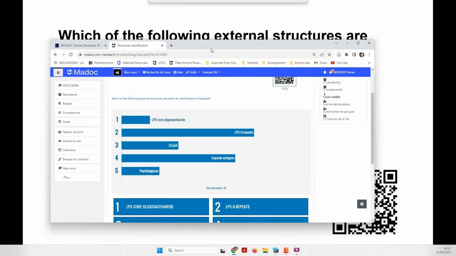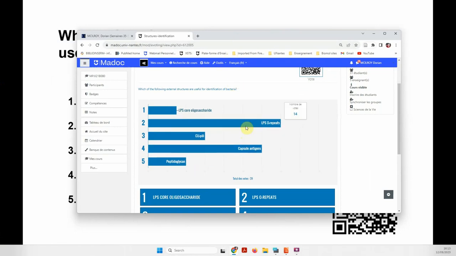Okay, mostly correct. So the two highest scoring answers are both correct. So LPS O repeats, yeah, that's the O antigen. Capsule antigen, yes, that's the K antigen. Peptidoglycan, not useful. It's too highly conserved. It's pretty much the same through all bacteria with some slight differences between gram-positive and gram-negative, but not useful, too highly conserved. And that's the same thing for the core oligosaccharide.